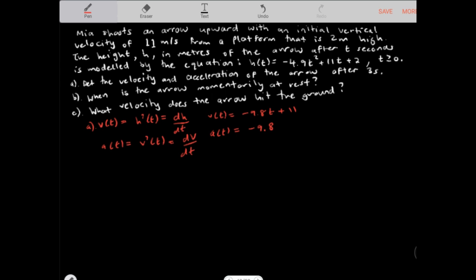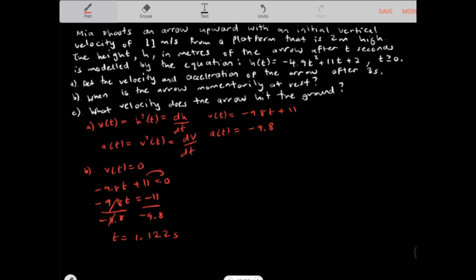When is the arrow momentarily at rest? Well, we know that the object is at rest when the velocity function v(t) is equal to 0. So I'm going to take my velocity function, -9.8t + 11, and set it to 0. I'm going to move the 11 to the other side, and you get -9.8t = -11. Dividing both sides by -9.8, t is equal to 11 divided by 9.8, which is 1.122 seconds. At this time, the object is momentarily at rest.